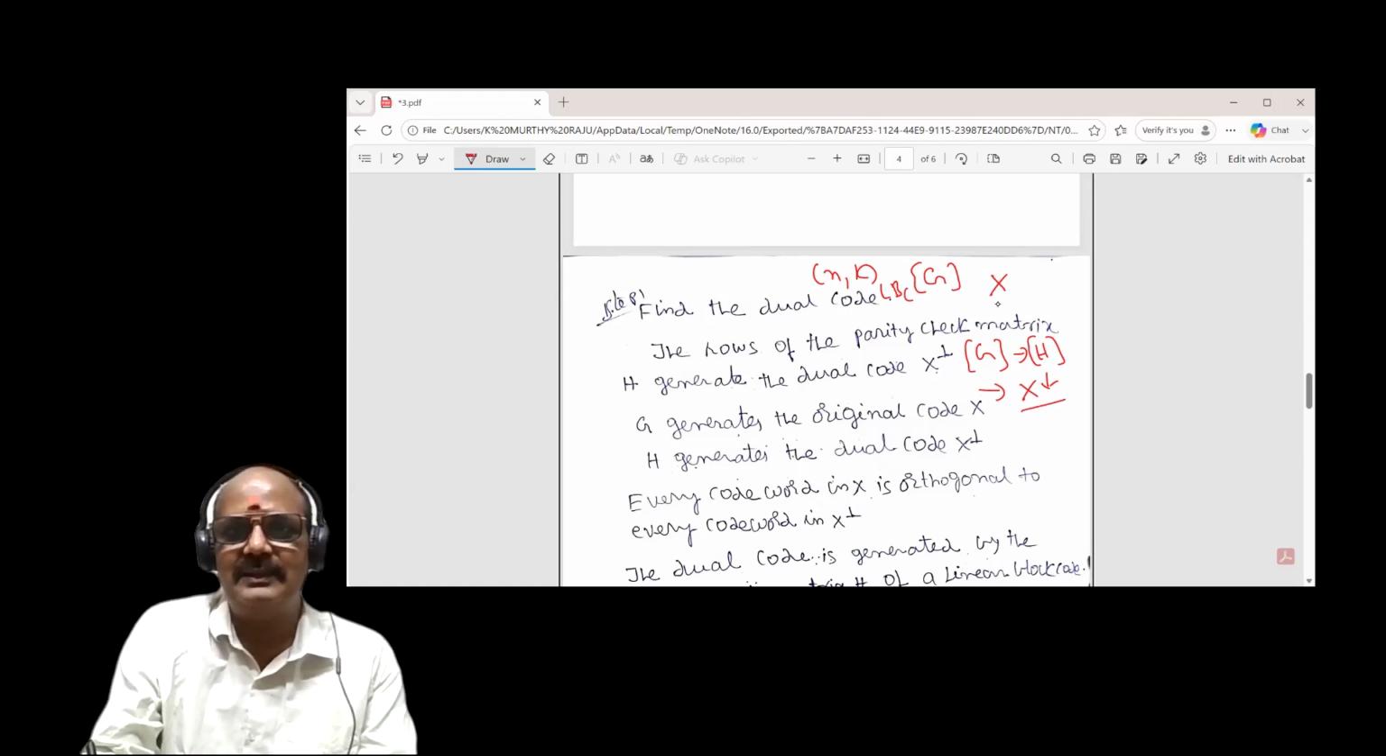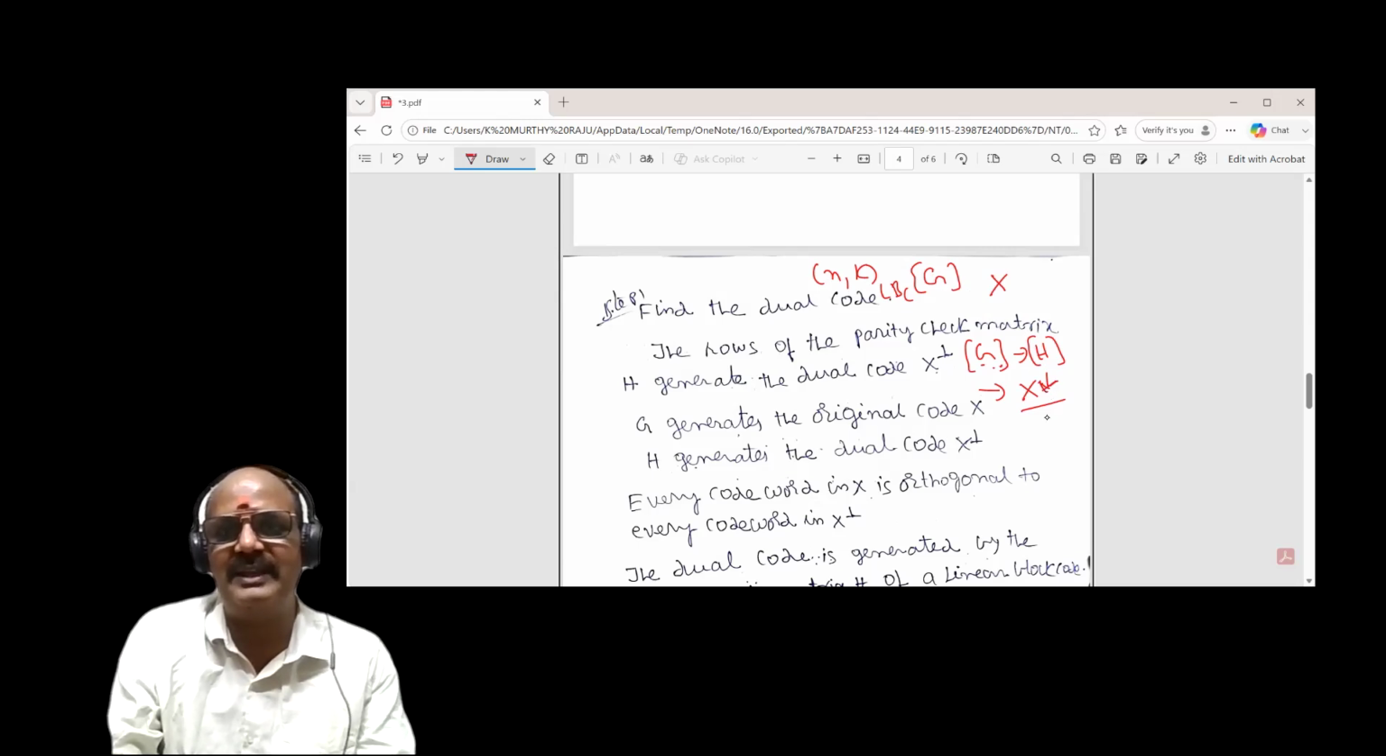X is the linear block code of (N, K). H is called the parity check matrix. G is called the generator matrix. The X cap symbol indicates the dual code of capital X. The rows of the parity check matrix H generate the dual code X cap.